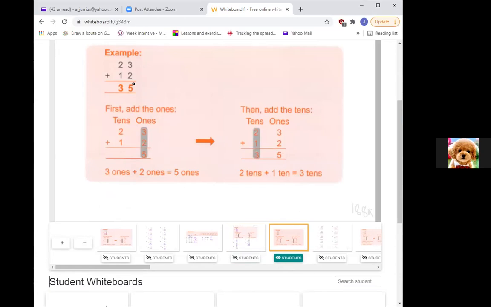Okay, so we're looking at the example in the pink box. So we're adding 23 and 12. So we're adding the numbers in the ones column, which is 3 and 2. What's 3 plus 2? 5. And adding the numbers in the tens column, which is 2 plus 1, which is 3. Okay, so 35. 23 plus 12 is 35. Ready?